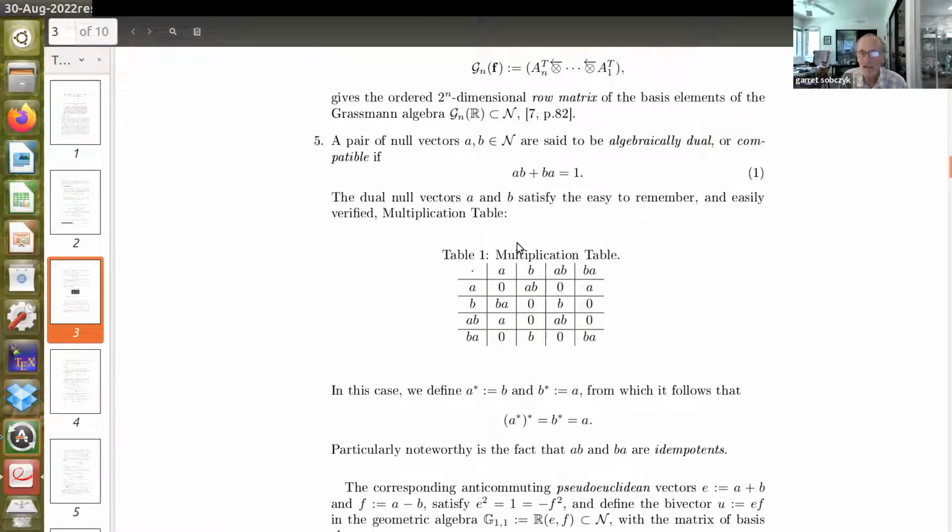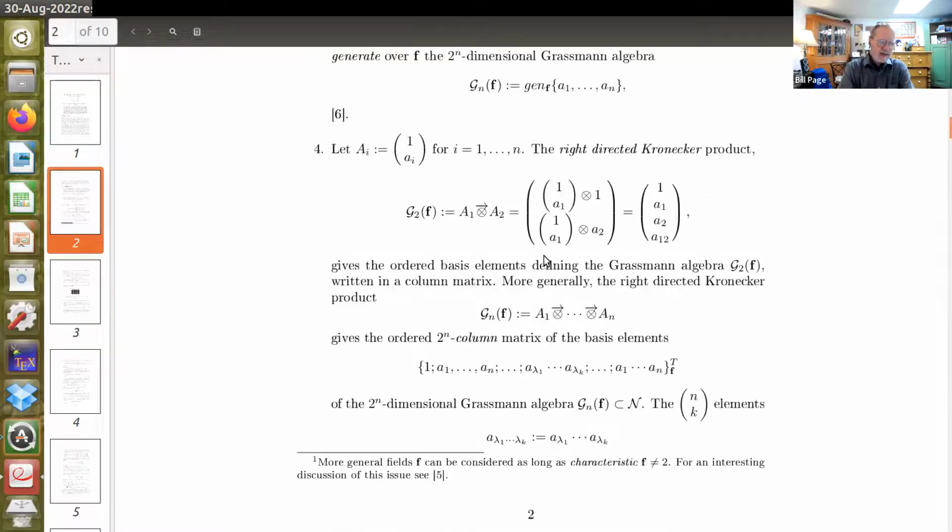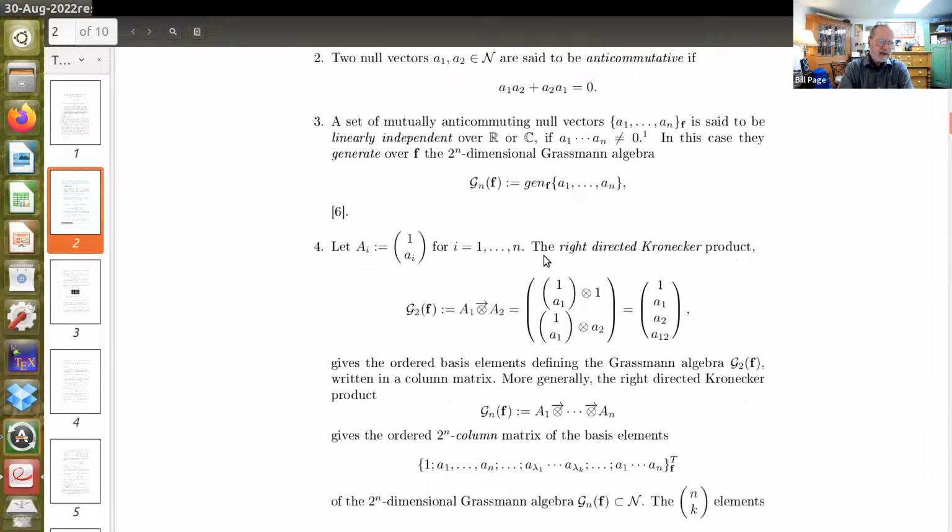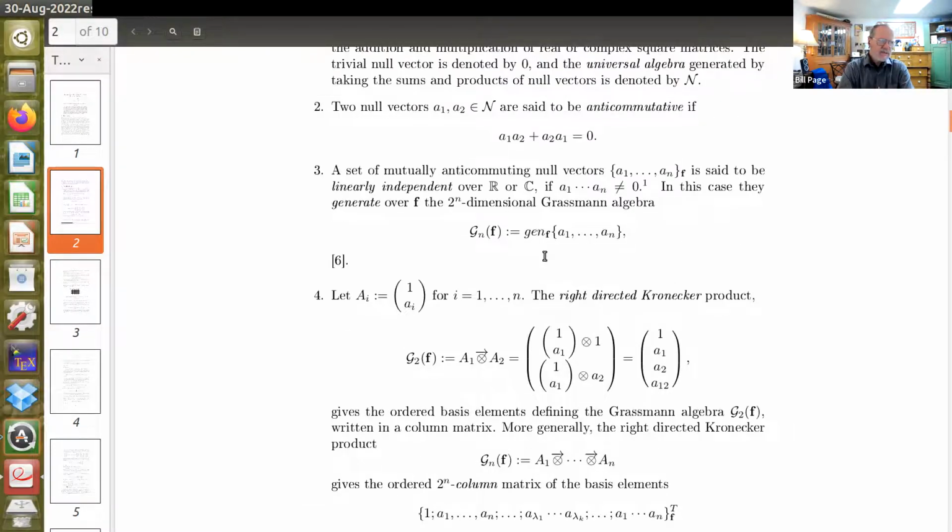So I have two null vectors, A and B. We say they're algebraically dual or compatible if AB plus BA is equal to 1. And now using those rules, I get this multiplication table. Yeah, all of that was clear, and you did cover that in detail. If you go back to the previous page, though, there is a statement there that maybe just needs to be highlighted a little bit more. The first point, first definition.